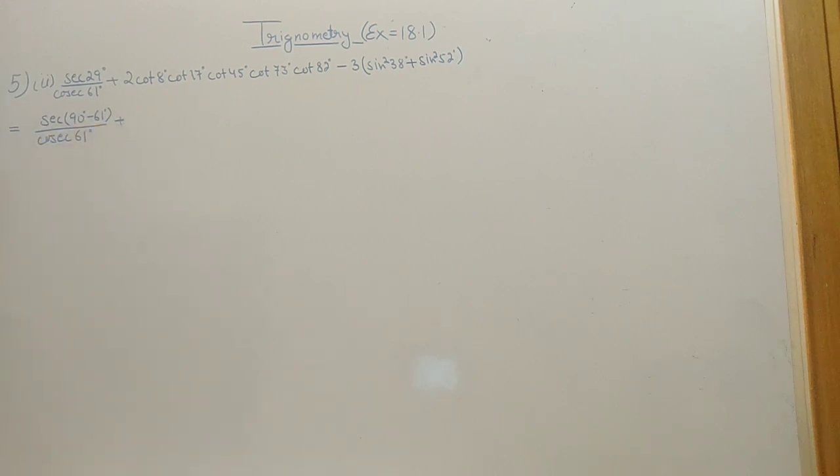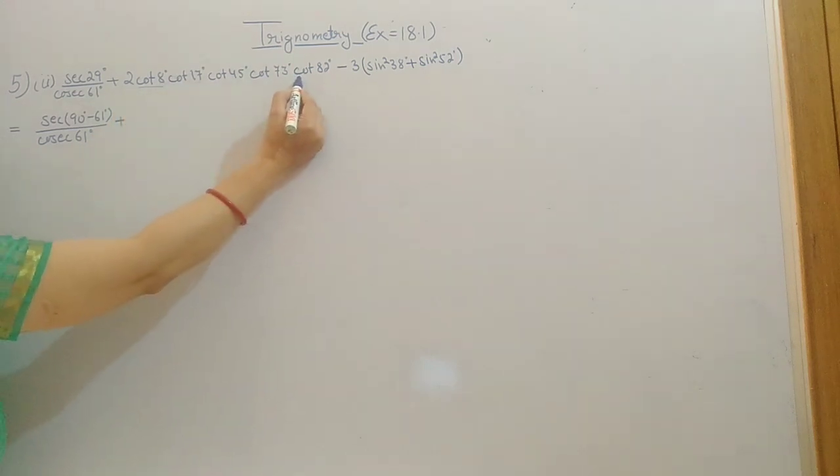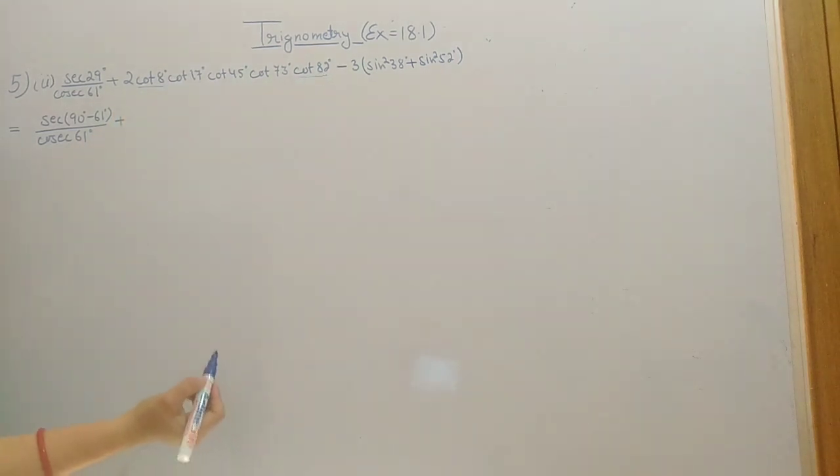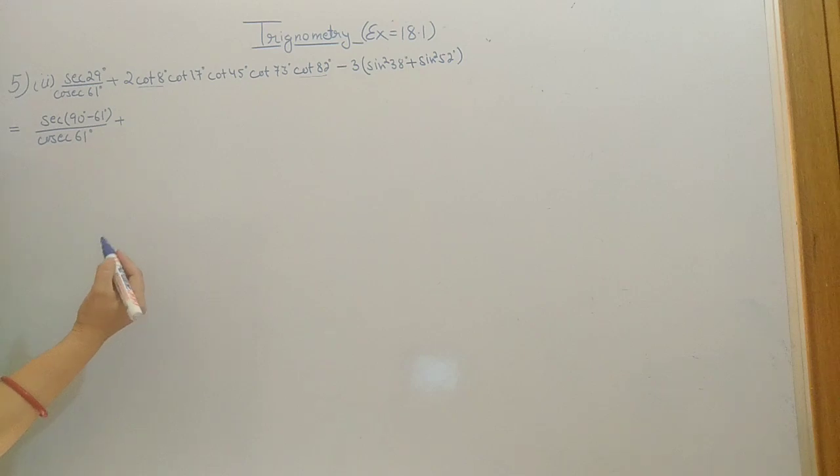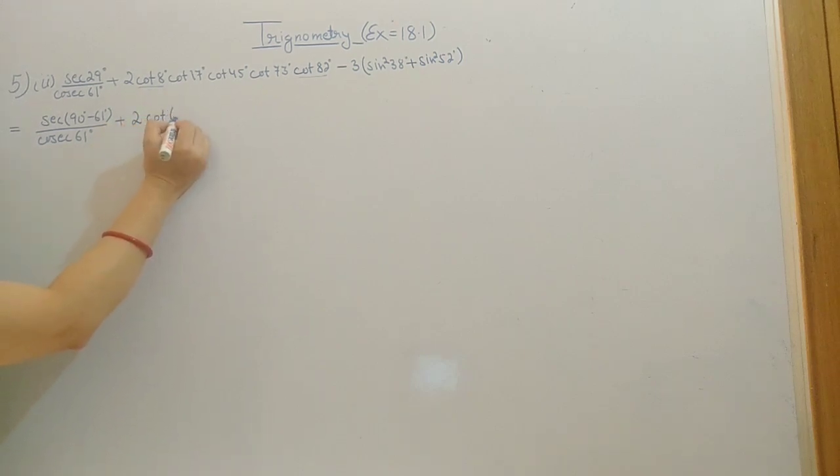Now in the second term you can see we have 5 terms: 1, 2, 3, 4, 5 are there. So we will change any 2 here. So cot 8 and cot 82 are complementary to each other. So any one we will change from these two. So cot 8 we can write as cot (90 minus 82).